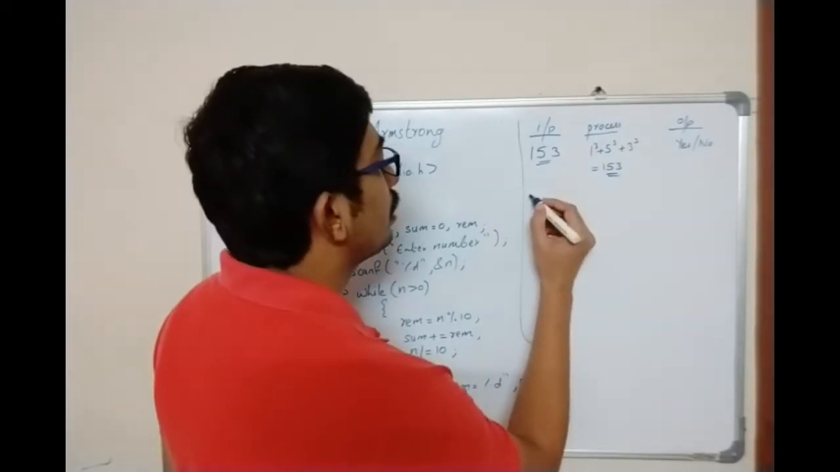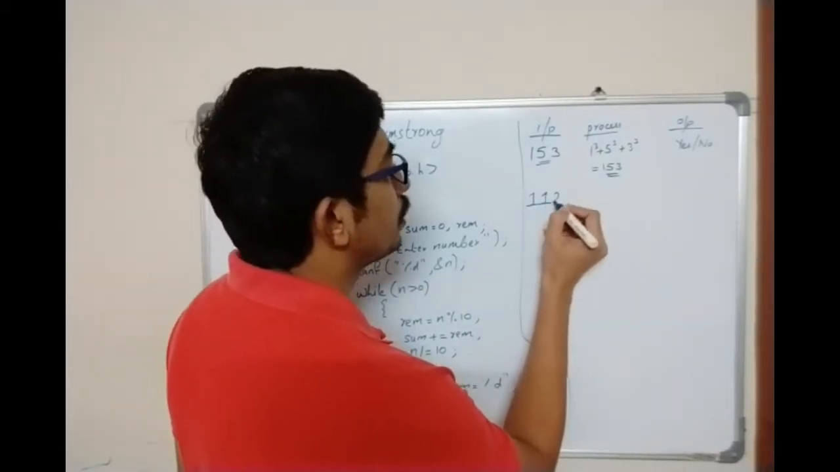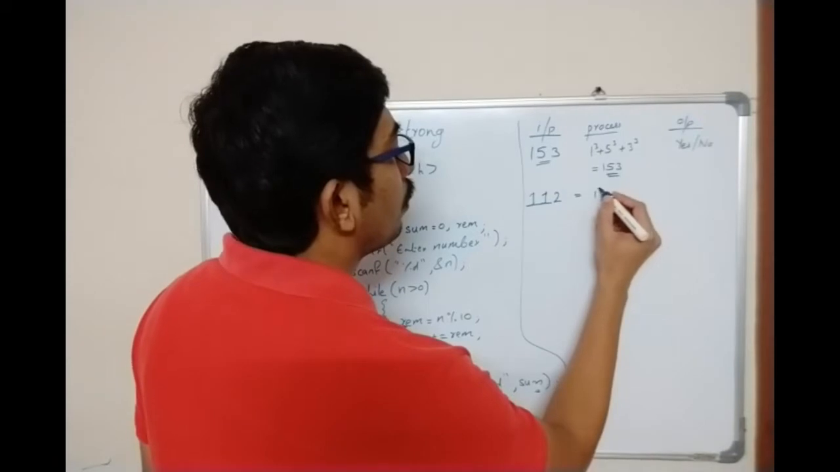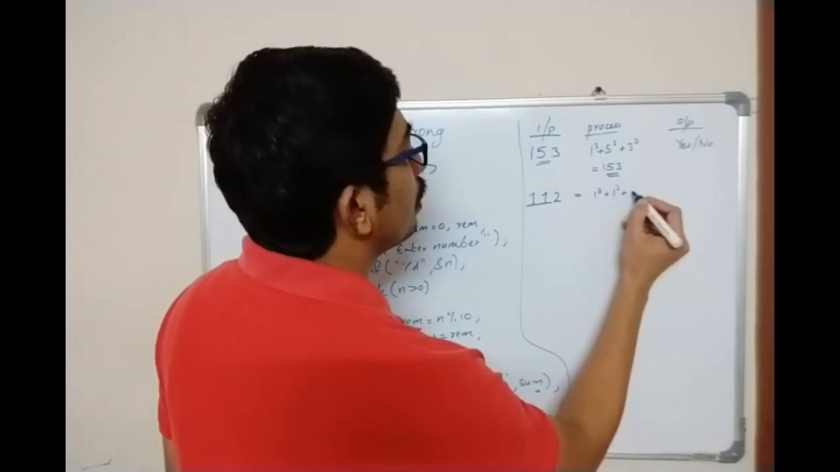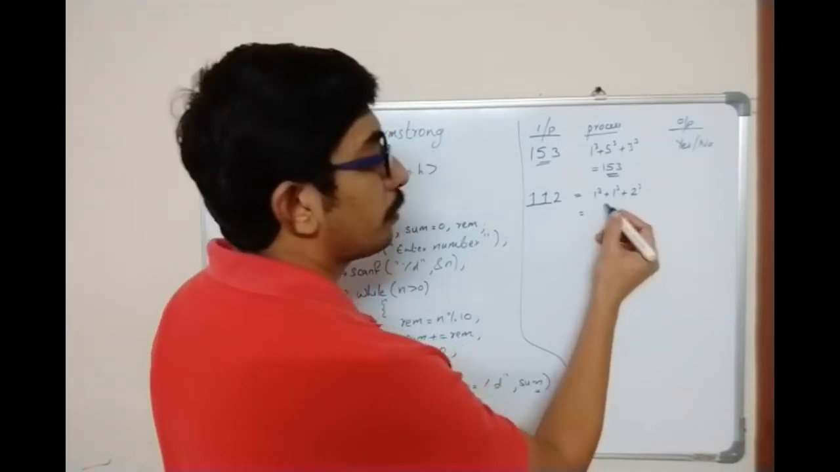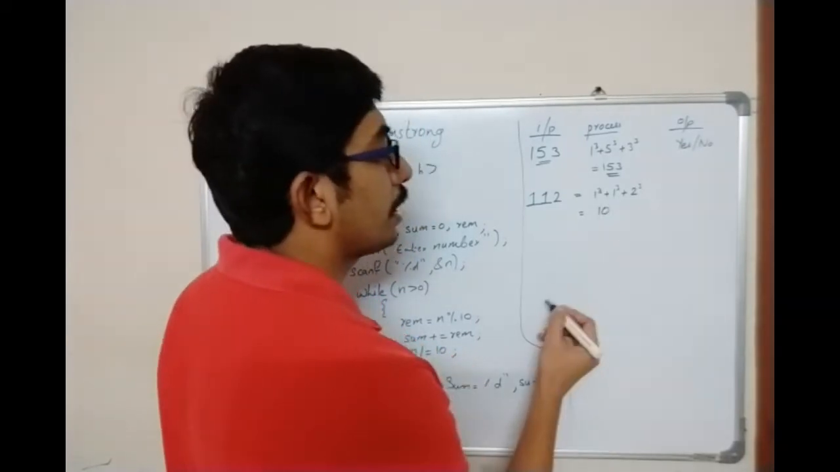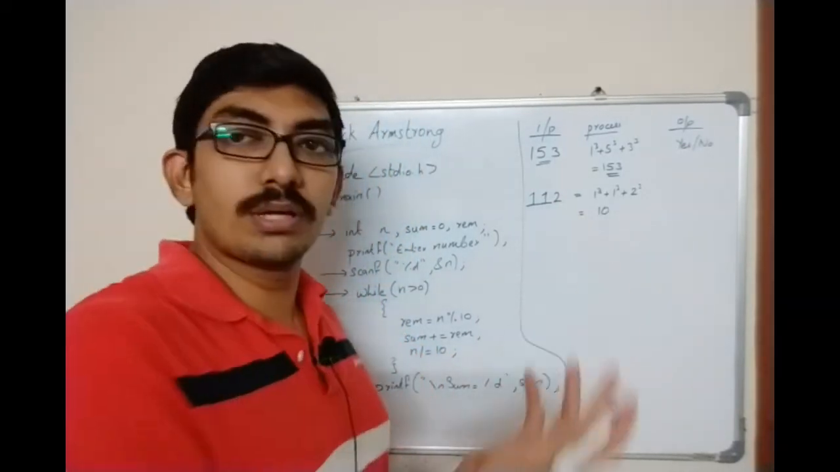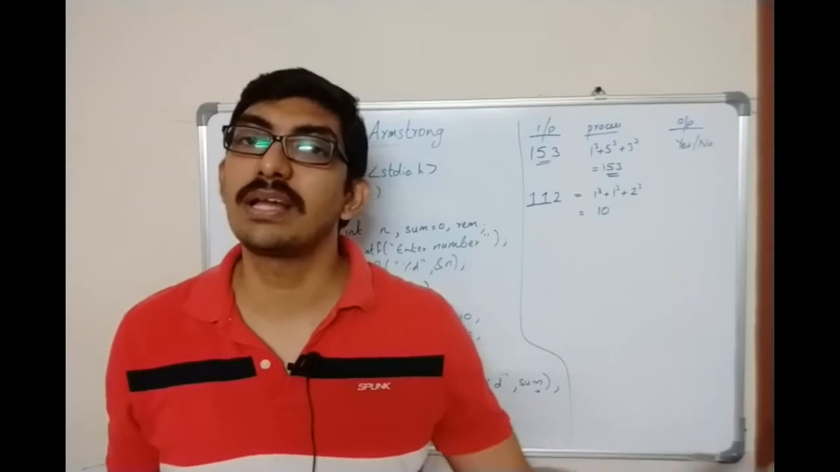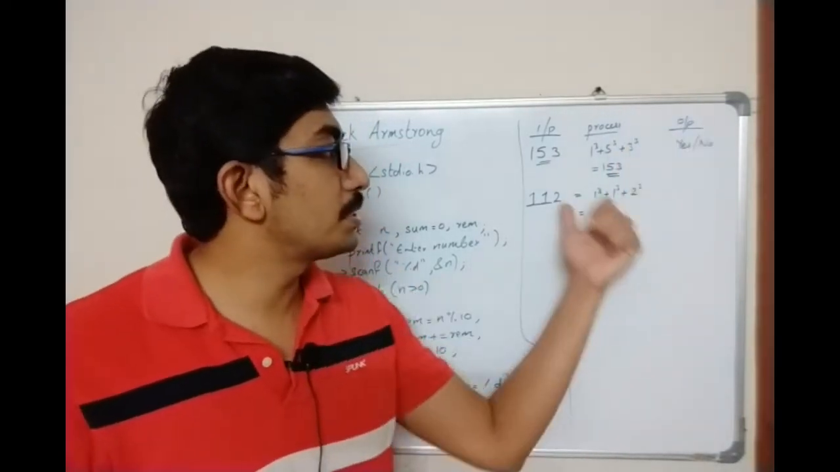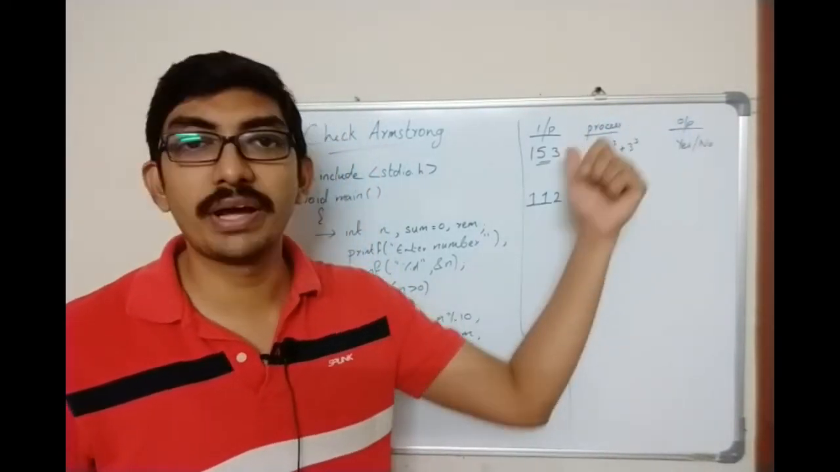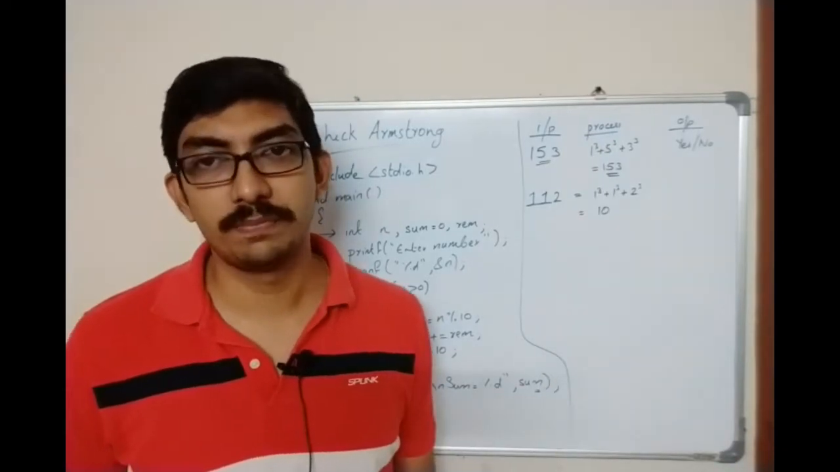Suppose I take an input like 112, that is 1 cube plus 1 cube plus 2 cube, which will be 1 plus 1 plus 8, which is 10, and you can see 10 is not equal to 112, which means it is not an Armstrong number. So this is the process for finding whether the number is Armstrong or not.